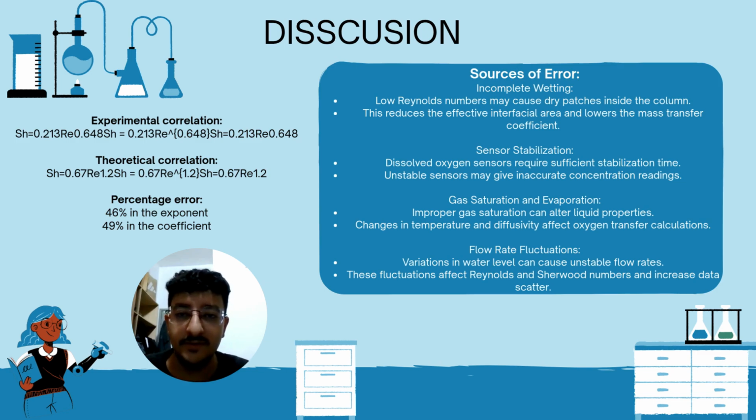Now moving to other part of the discussion. So the experimental correlation between Sherwood number and Reynolds number showed the same overall trend as the theoretical model, indicating that mass transfer increased with increasing flow rate. However, deviations were observed due to experimental limitations, such as incomplete deoxygenation, non-uniform wetting of the column, sensor stability, and fluctuations in flow rate. These factors affected the concentration measurements and contributed to differences between the experimental and theoretical results.